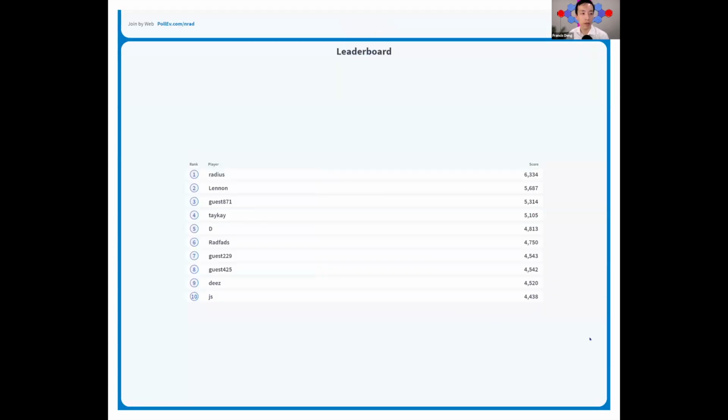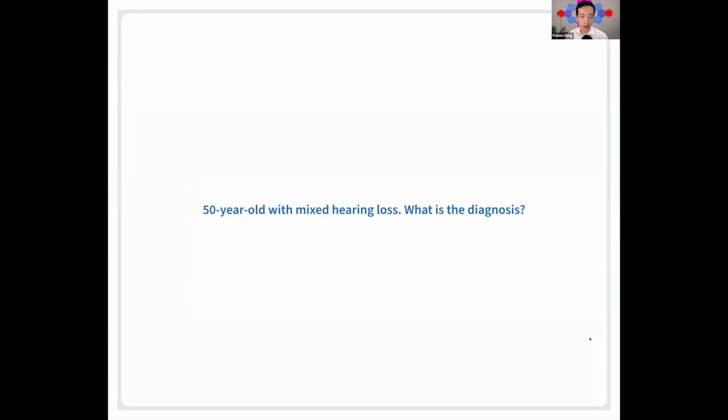All right, we have Radius, Lennon, and Guest at 1, 2, and 3 here. The next question is a 50-year-old with mixed hearing loss. What is the diagnosis?